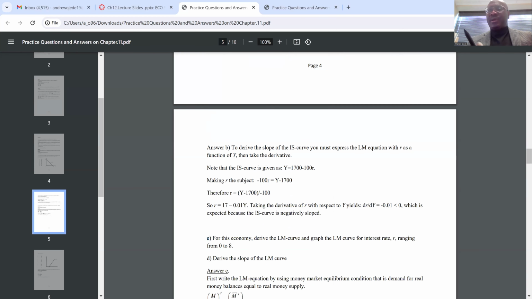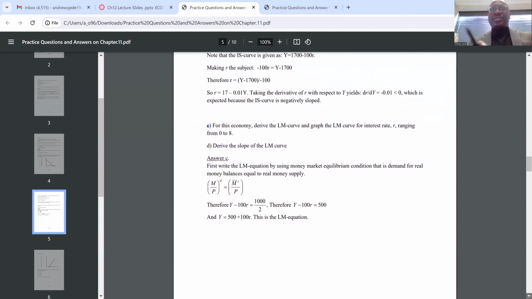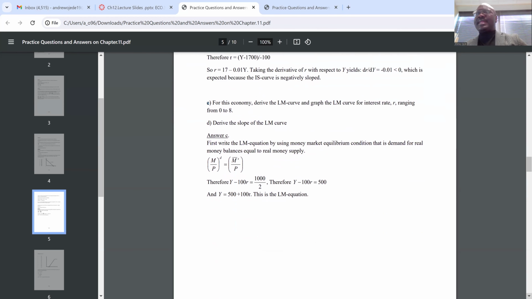And then we also were asked to derive the equation that represents the LM curve. The LM curve comes from the money market equilibrium. The LM curve plots combinations of real interest rates and real GDP when the money market is in equilibrium. So the money market reaches equilibrium when real money demand must equal real money supply. MD over P must equal MS over P.